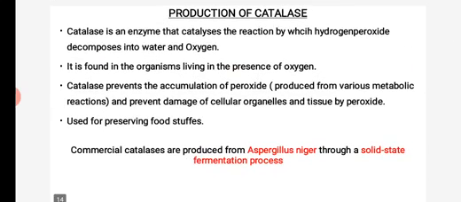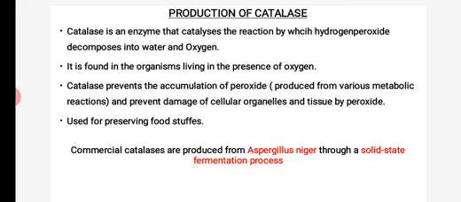Today we are discussing the production of catalase. Catalase is an enzyme that catalyzes the reaction by which hydrogen peroxide decomposes into water and oxygen. This catalase is found in organisms living in the presence of oxygen. It prevents the accumulation of peroxide, which prevents damage to cellular organelles by the bad effects of peroxide. And it is used for preserving foodstuffs.